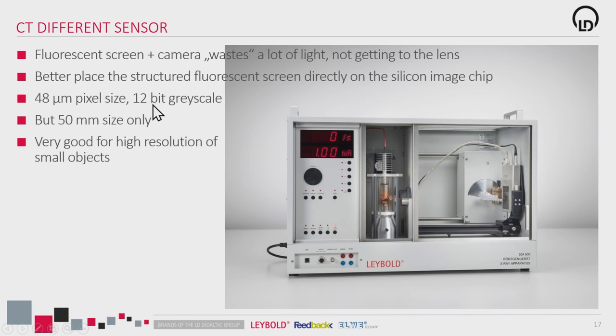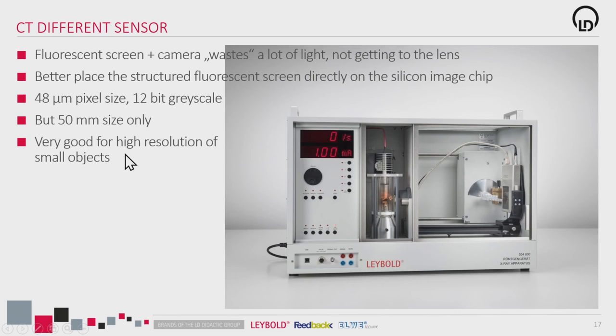Taking 12-bit grayscale images is a lot less noise, simply because the setup we have seen with the camera, a lot of light from the fluorescent screen does not get to the lens, of course. Attaching the fluorescent screen directly on a silicon chip will solve that problem.